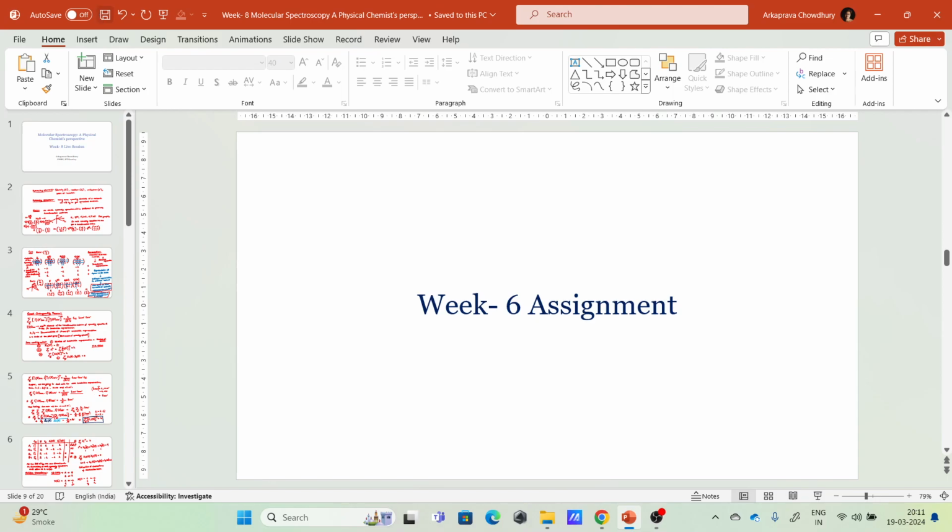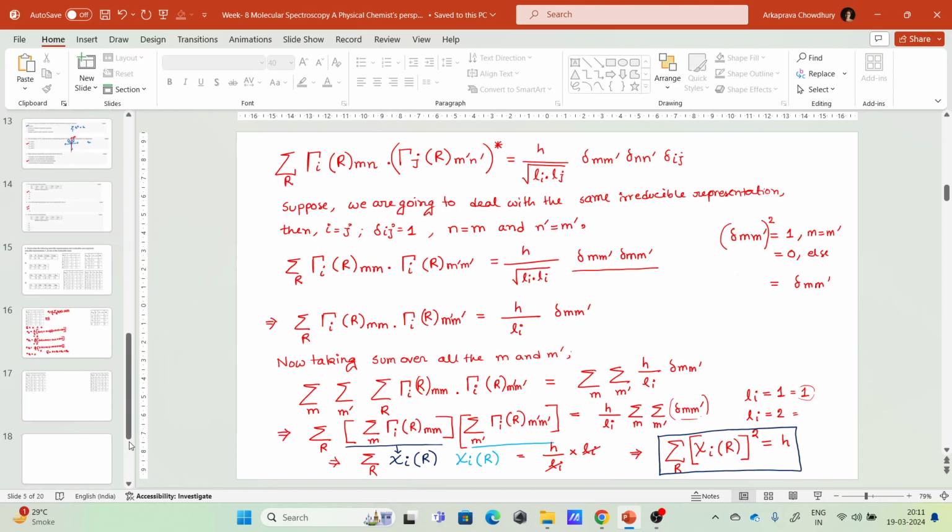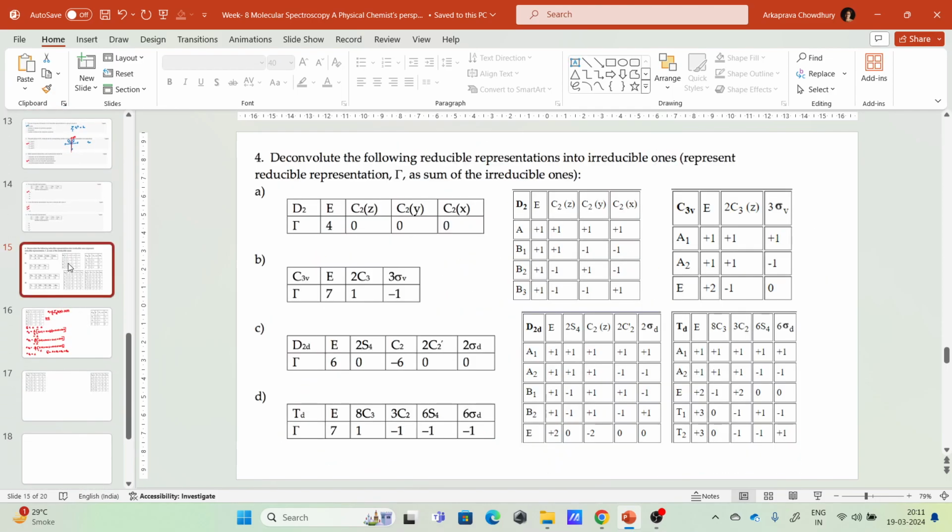So I will urge you to solve these questions. This note will be shared with you on the Swayam portal. Please try to solve these questions by yourself, so that in the upcoming lectures you will find it easy in the lecture notes.